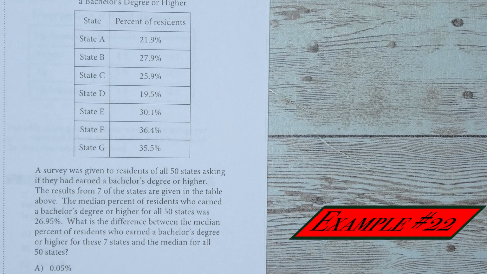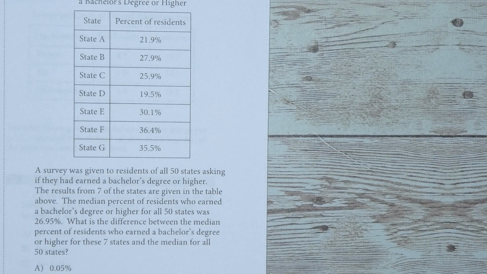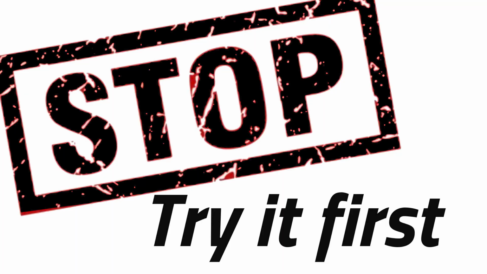A survey was given to residents of all 50 states asking if they had earned a bachelor's degree or higher. The results from 7 of the states are given in a table above. The median percent of residents who earned a bachelor's degree or higher for all 50 states was 26.95%. What is the difference between the median percent for these 7 states and the median for all 50 states?